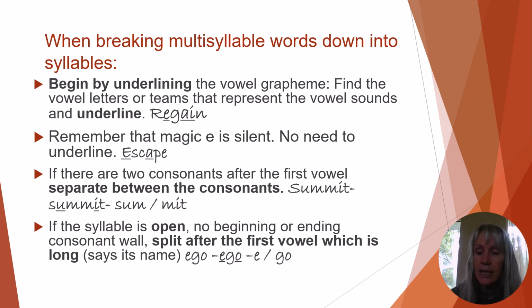Ego. Now go, the second syllable, is also an open syllable and it too ends with a long vowel sound. We hear the O in go. Ego. So just remember for this little rule, if we have an open syllable that begins with a vowel and that vowel sound is long, we will divide after that sound. Hope that makes a little sense.